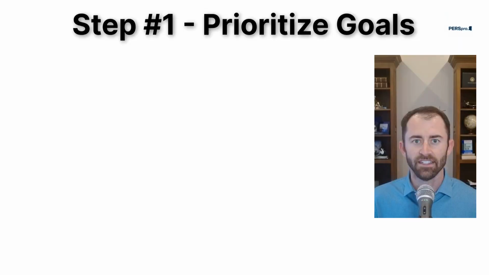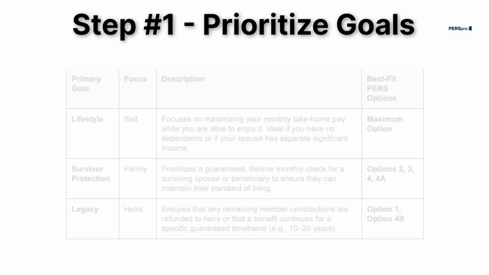The first step is defining exactly what you want your pension to accomplish. You cannot select an option until you know what your priority is. Are you focused on your own lifestyle, protecting a spouse, or leaving a legacy for your children? The PERS option you select determines how benefits are paid to you and your beneficiaries for life. Let's break down the 3 goal categories you need to prioritize.